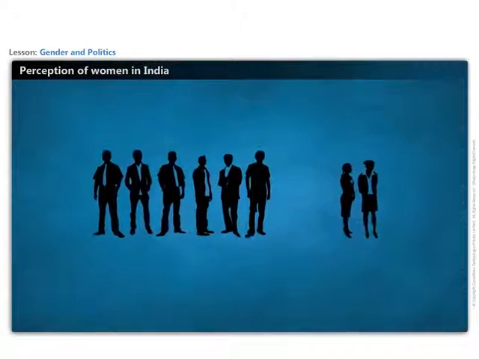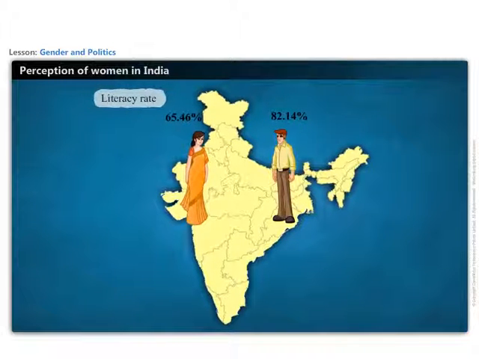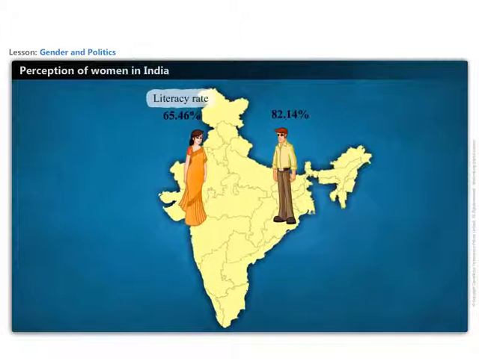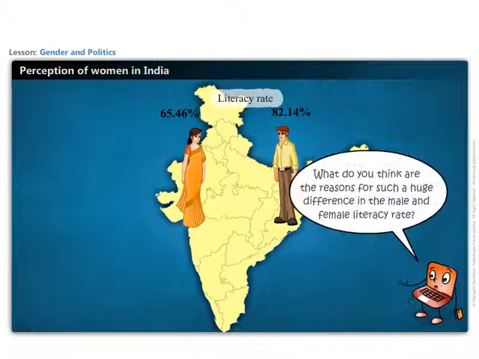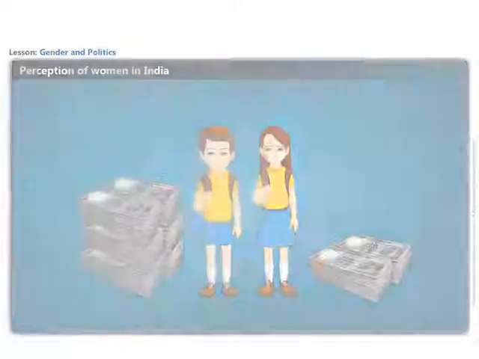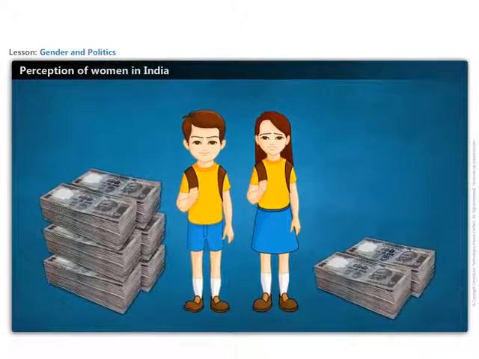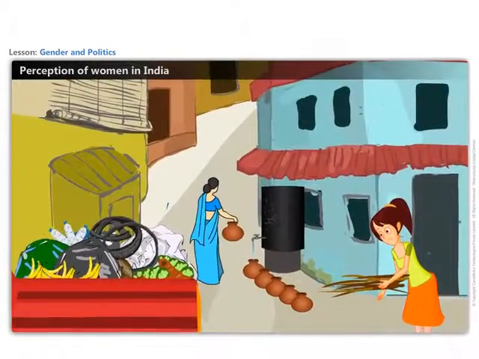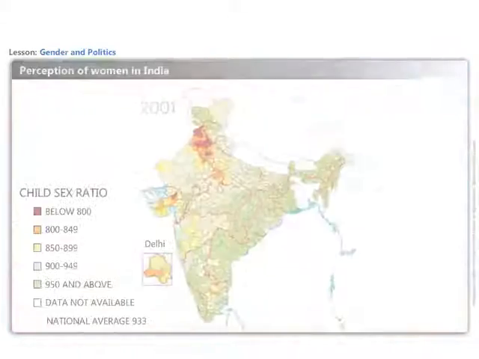Women are discriminated as they are born. Have a look at the literacy rate, which is 82.14% for male and 65.46% for female. What do you think are the reasons for such a huge difference in the male and female literacy rate? In many areas, parents prefer to spend money on their boys' education rather than spending equally on both the boy and the girl child. This trend is seen more among the economically weaker sections of the society.